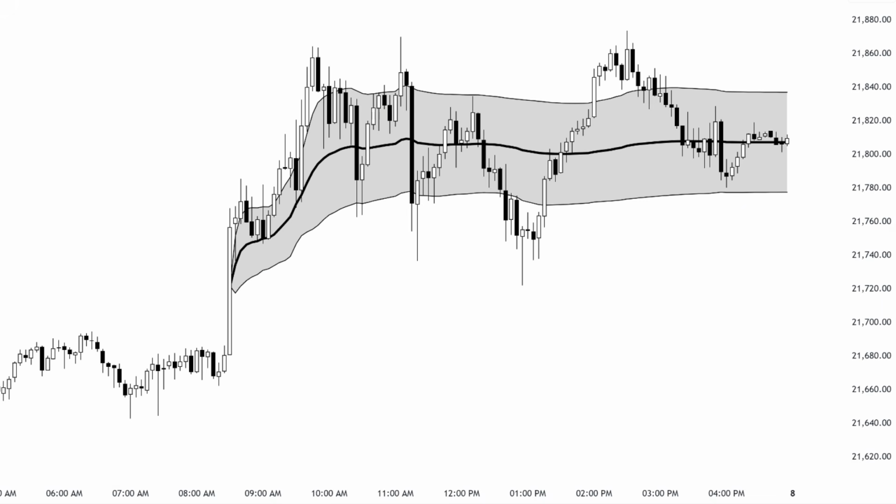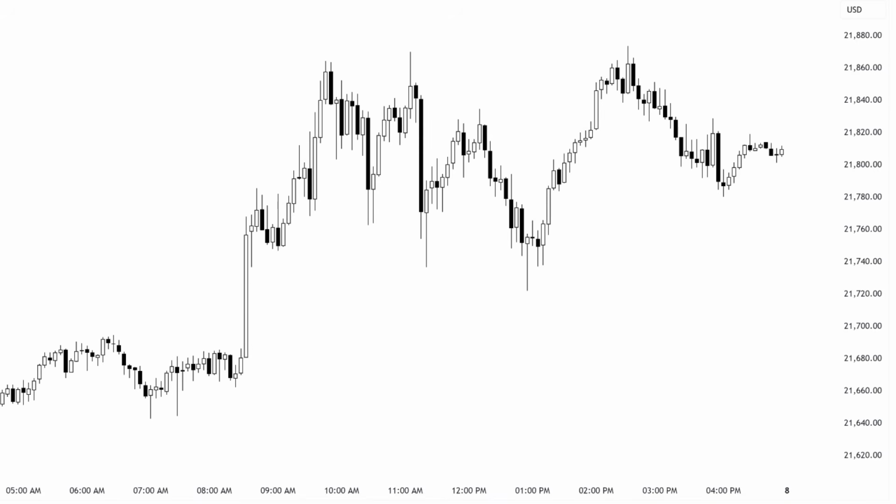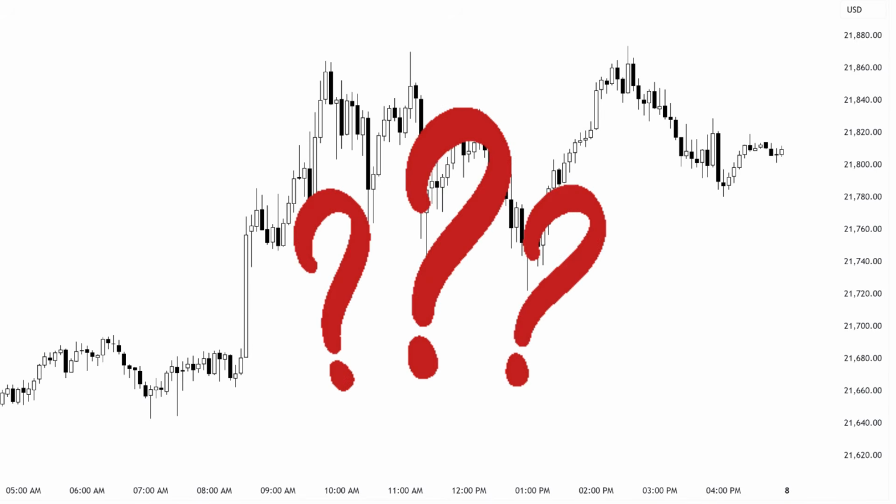Now here's the key. When you anchor VWAP to structure, you map control. If price is trading above your anchored VWAP, it means buyers from that anchor are still in control. If it's below, they're underwater. That's where traps, bounces, and reclaims come into play. So the obvious question becomes, where do we anchor it?